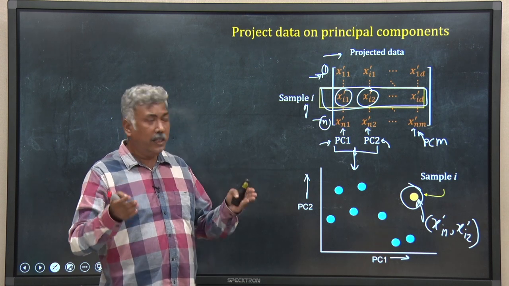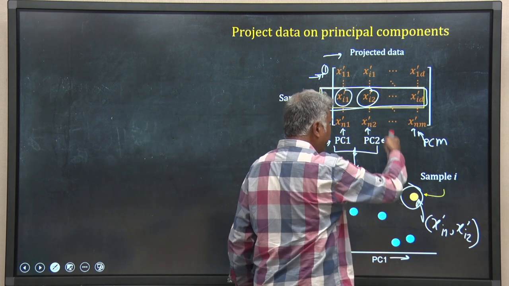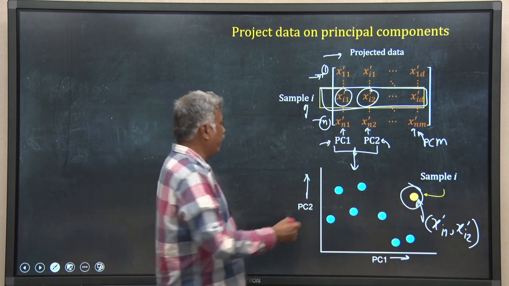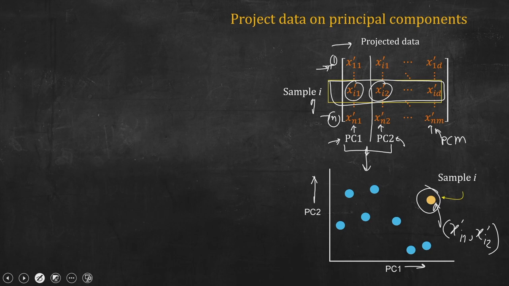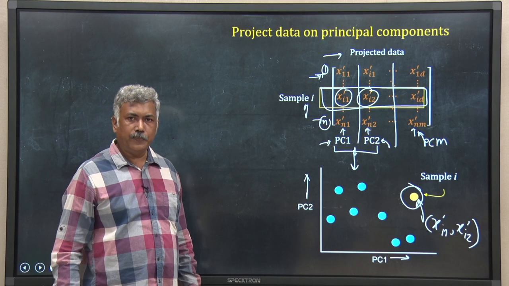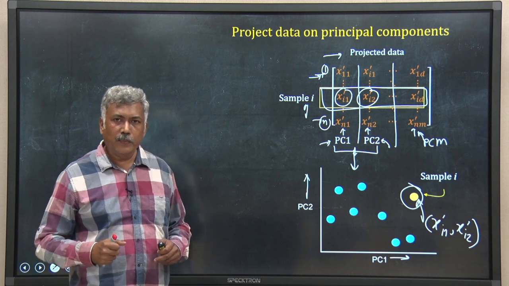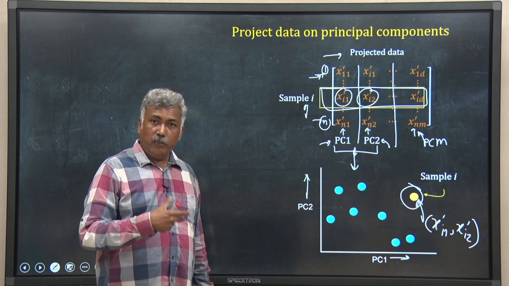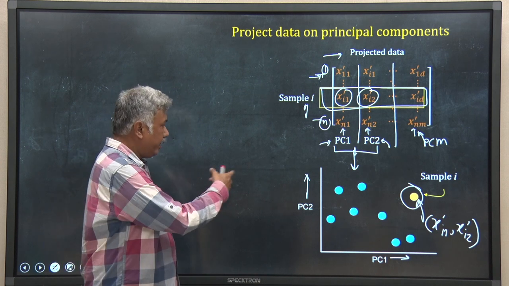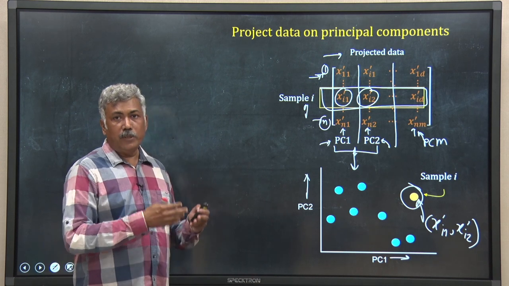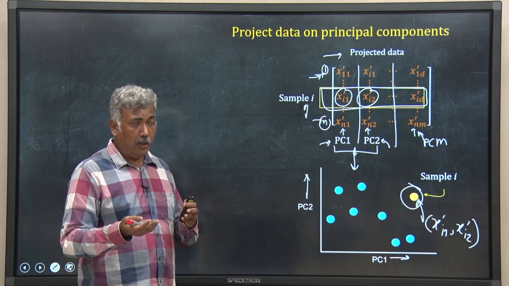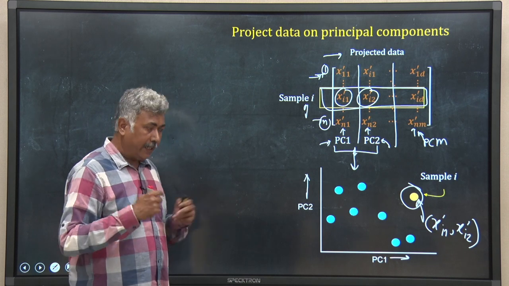If you want to do it in three dimensions, then take PC3. If you want to plot PC2 versus PC3, you take the PC2 column and the PC3 column and then plot it just like this scatter plot. That is all. In the upcoming lecture, we will learn how to use R to perform PCA and create this type of scatter plot for principal component 1 versus 2, principal component 2 versus PC3, something like that.